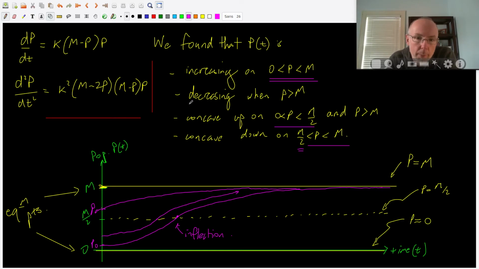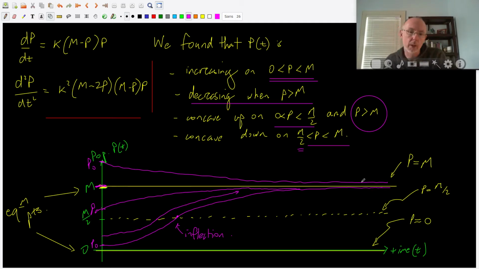Now, if I start with a population that's above m, then it's decreasing and concave up. So if it's decreasing but concave up, it looks like this. Decreasing, concave up, again, can't cross that line. So here's a starting value that's bigger than m. There's m. We're bigger than m. So it's decreasing but concave up. So you get an idea of what this looks like.